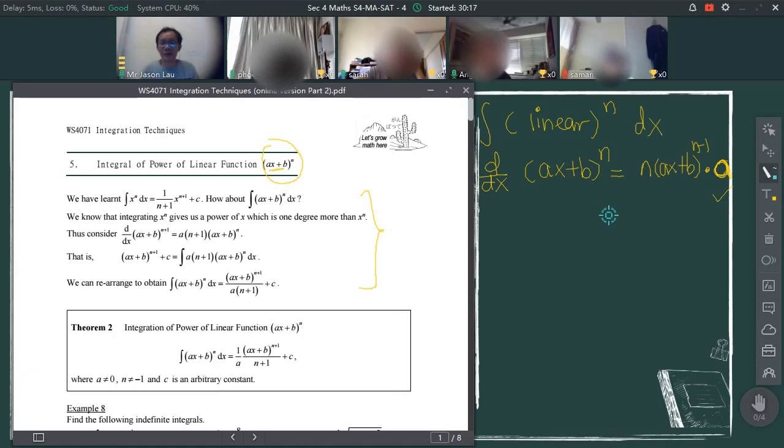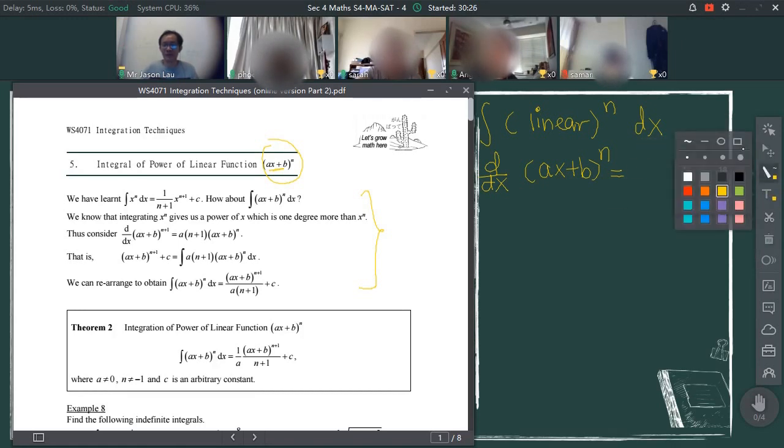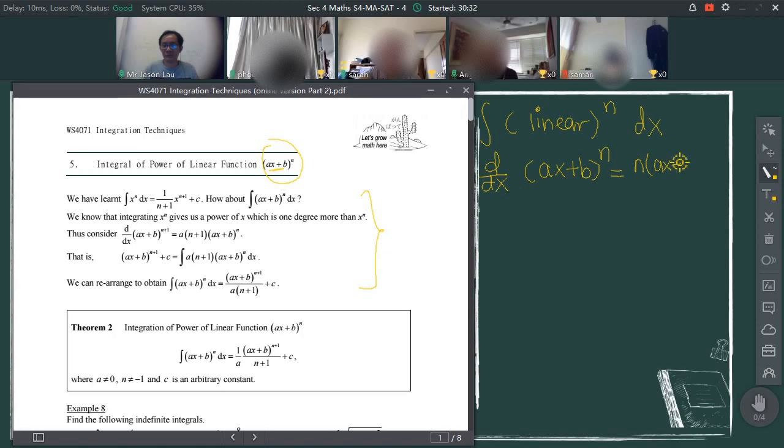So this is the differentiation process, with the a extra there. Just allow me this time to write it back. Here, bring down the n, then you minus 1, then you times a. For integration, I write here, then you see whether you can catch or not. For integration, everything will be reversed. That means I have ax plus b, and instead of times n, I will have to divide.